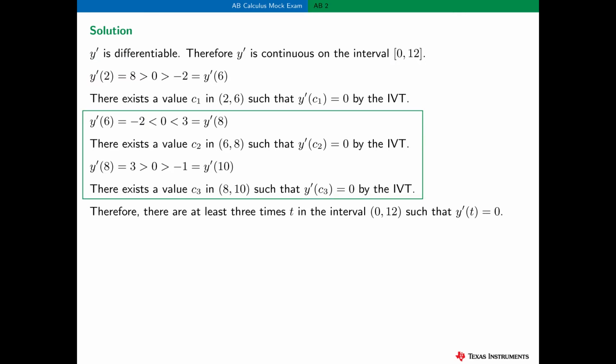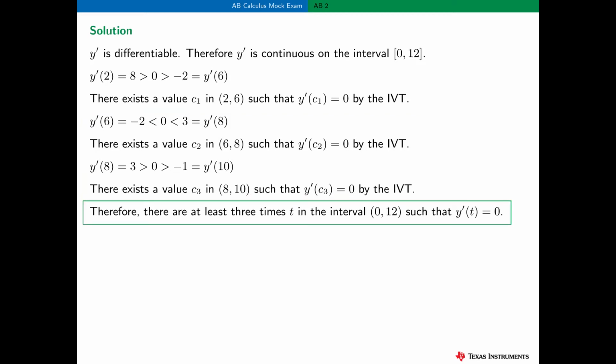Similarly, we can use the table to sandwich 0 between y prime of 6 and y prime of 8, and again between y prime of 8 and y prime of 10. And by the intermediate value theorem, there must be at least one value in each of these intervals such that y prime is 0. So we've used the intermediate value theorem on 3 different intervals to show that there are at least 3 times in the interval 0 to 12 such that y prime is 0.